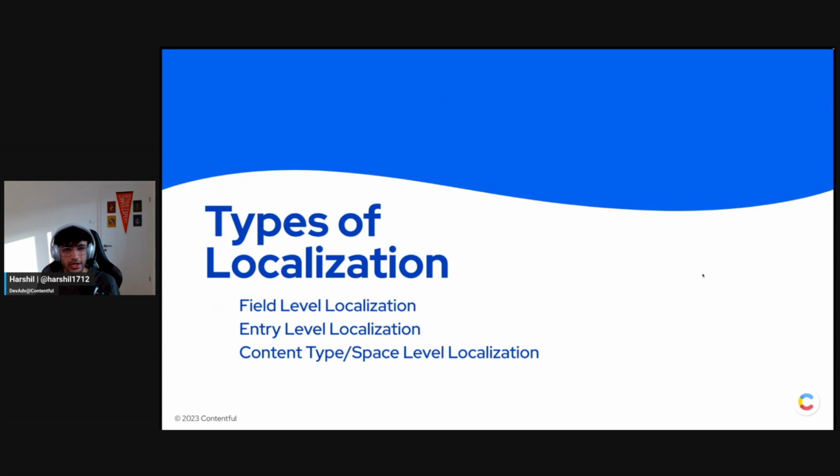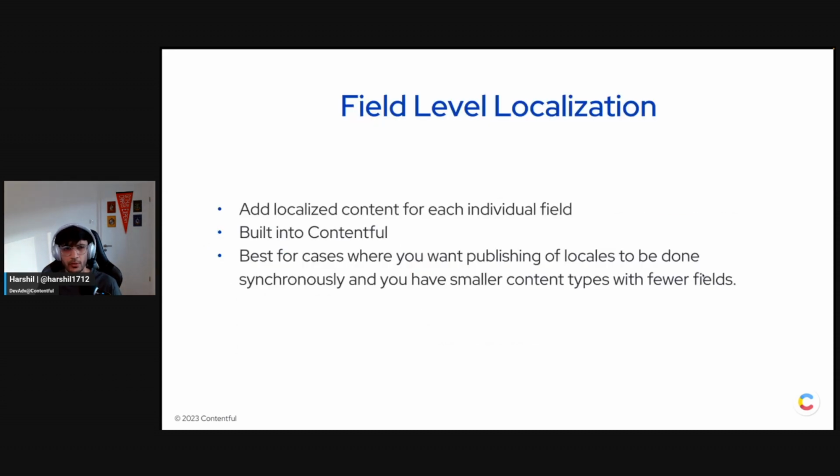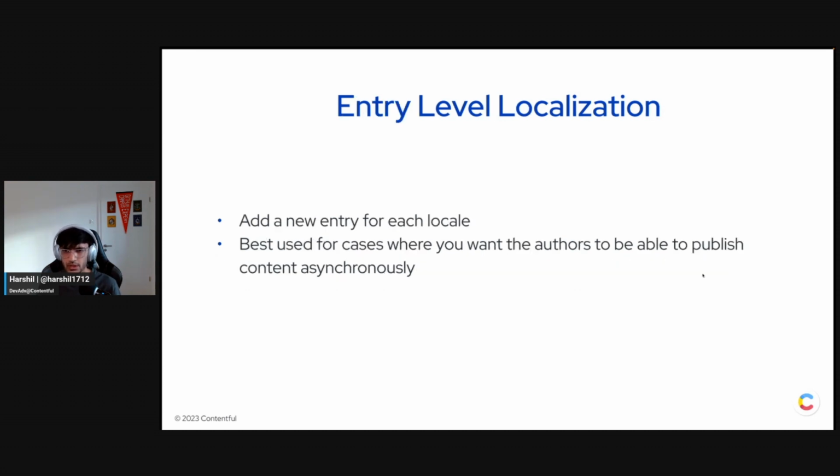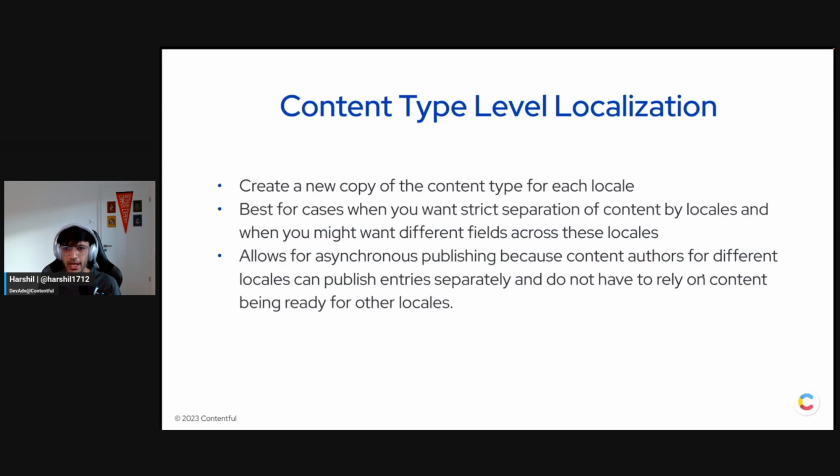And you can basically implement localization in three different ways. The first is the field level localization, which means that localization can be added to each and every individual field, and this is built into Contentful itself. The next is the entry level localization, which means that you basically create a new entry for each locale that you have. And then we have content type level localization, which means you create a new copy of that content type for each locale.